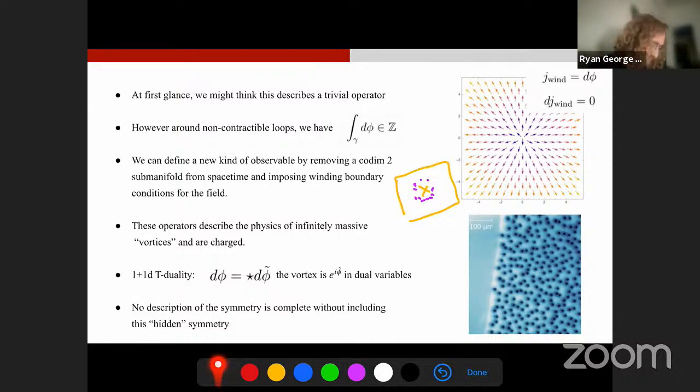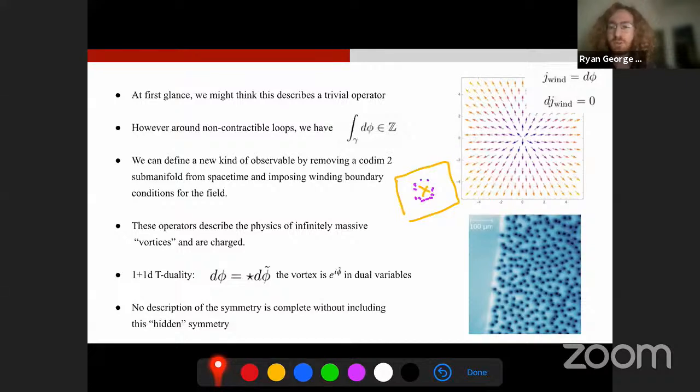And the relation between these two fields, well, we can't relate the fields directly, but we can relate their currents. And they're related by this equation. So d phi, the winding current of phi, is the rotation current star d phi tilde of the dual field. And what this means is that the vortex of phi, which is a weird kind of operator where you have to introduce the singularity, is actually just e to the i phi tilde in the dual variables.